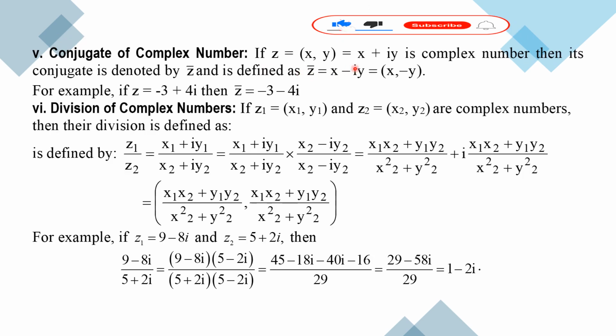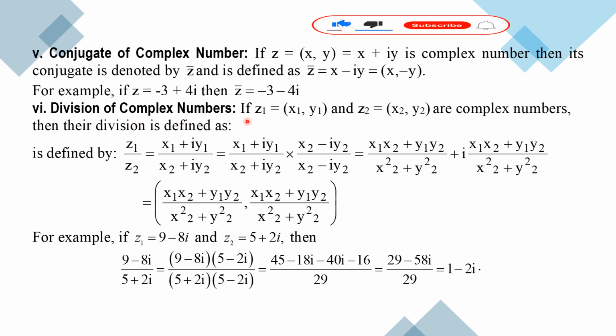Complex number: z is equal to x plus iota y. This is a complex number. Then the conjugate is denoted by z bar. It is defined as z bar equals x minus iota y. So here the sign of the imaginary part must be changed: plus becomes minus iota. Written in order, (x, minus y). If z is equal to minus 3 plus 4 iota, then z bar, or z conjugate, changes the sign of the imaginary part: minus 3 minus 4 iota.